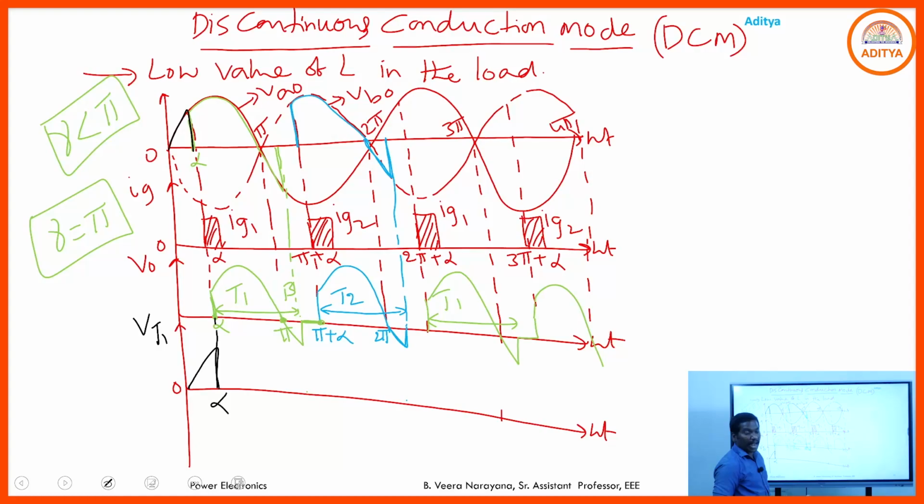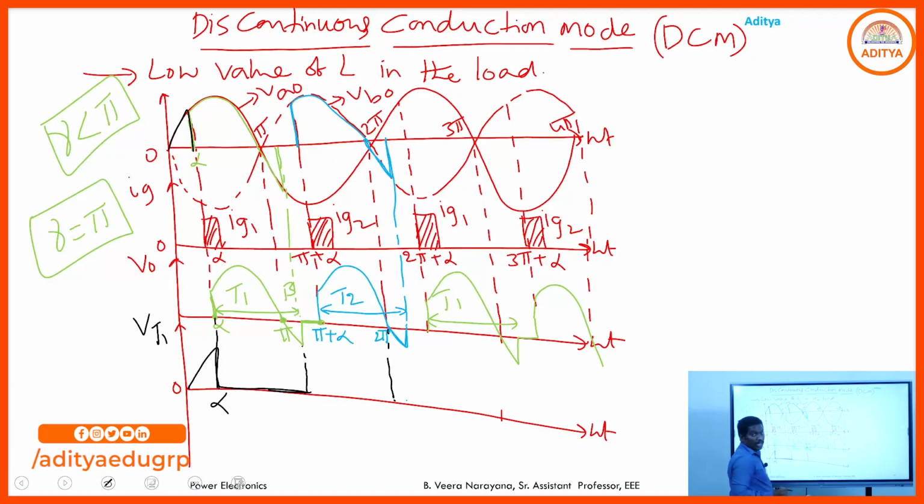Assume ideal SCR. Ideal SCR means there is no voltage drop during the on state of the SCR. So from alpha to beta, T1 will be in the on state, hence the voltage across T1 is 0. Next, from beta to 2 pi, the SCR will be in reverse bias. Hence from beta to 2 pi you have the negative voltage across T1.